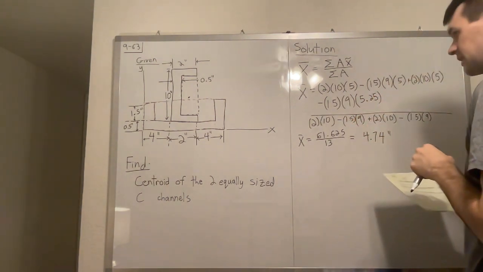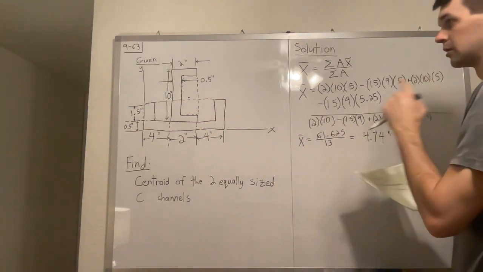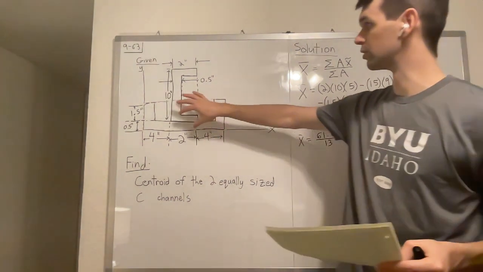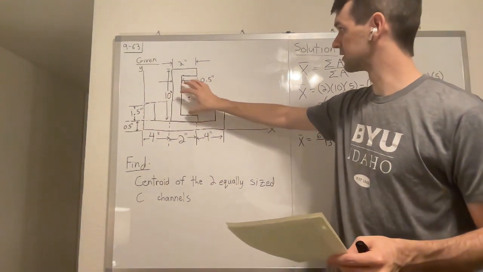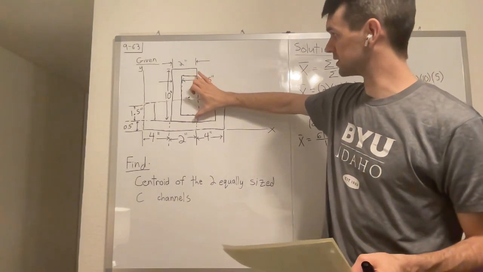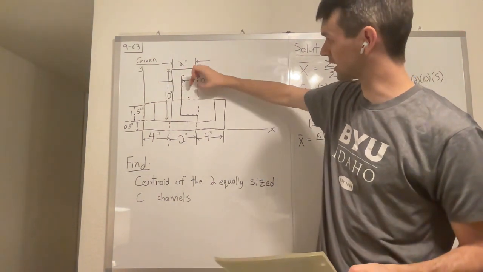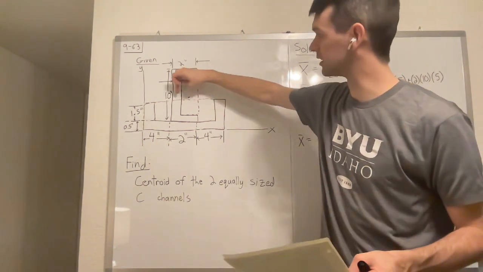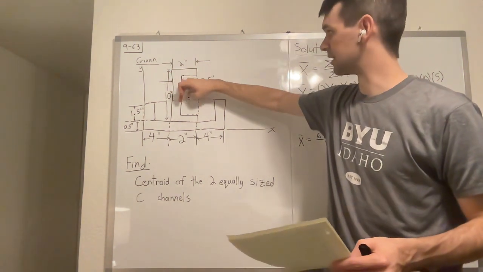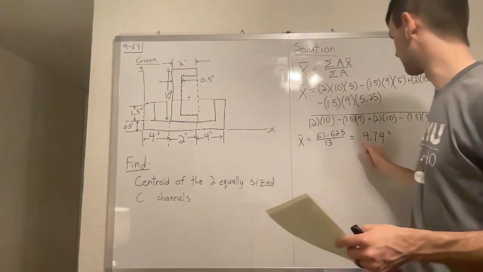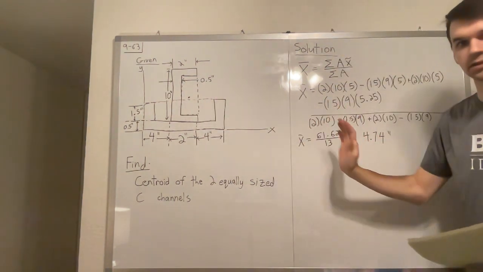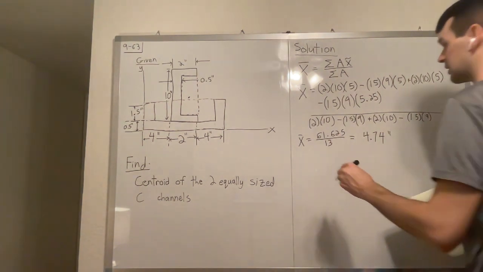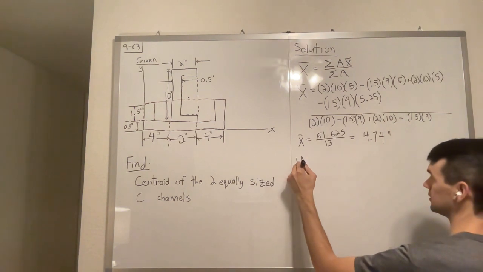Right, and that kind of makes sense, right? The centroid would be right at 5 if these were the full blocks, but because this C channel is, really you can kind of imagine its center of gravity, its centroid would be a little bit left of the center. So it makes sense that our centroid is going to be slightly off center and a little bit to the left. So we can do the same thing now for the y centroid.